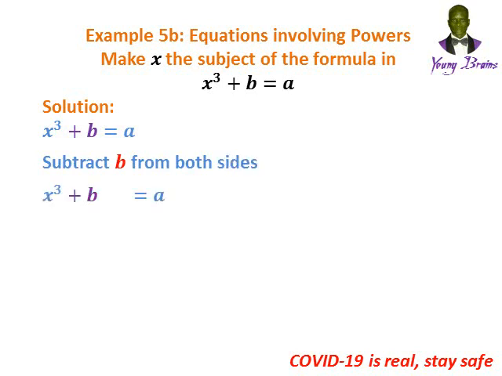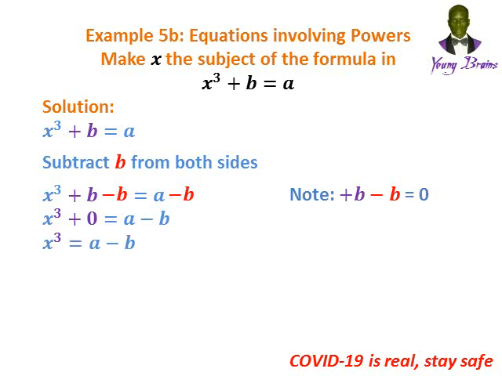So we have x cubed plus b minus b equals a minus b. b minus b on the left hand side equals 0. So we have x cubed plus 0 equals a minus b. It can also be written as x cubed equals a minus b.